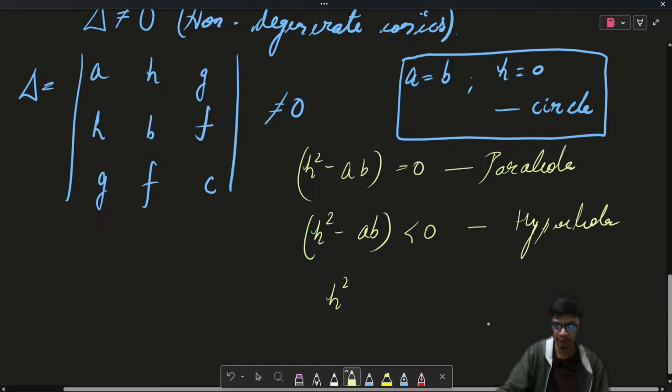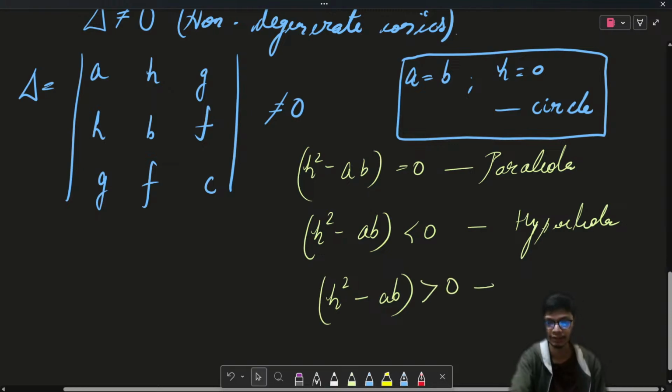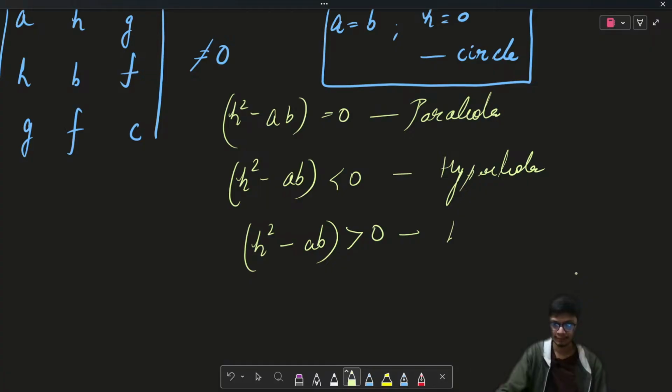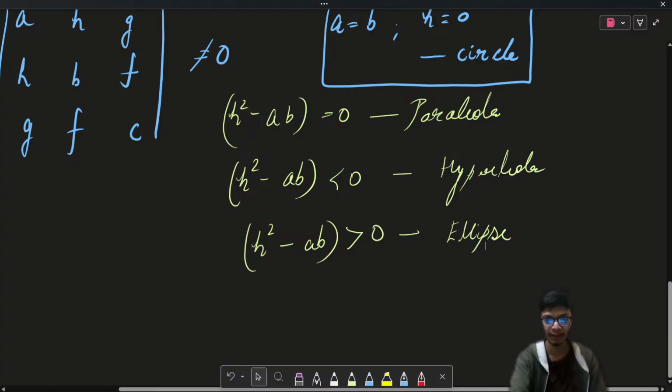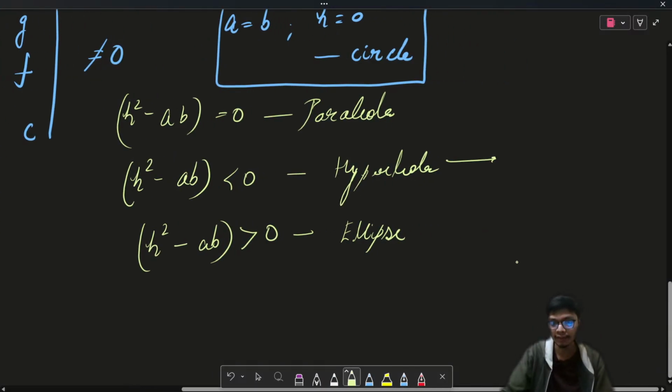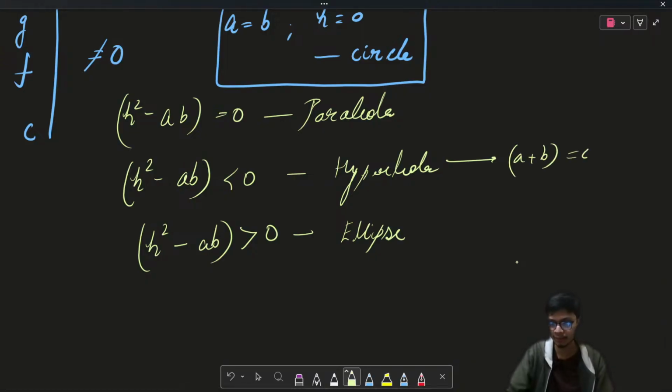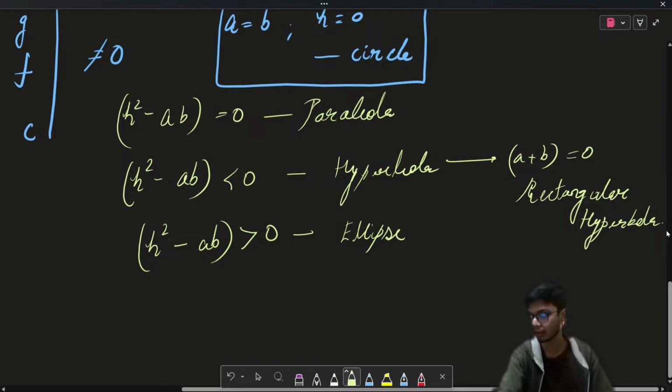Similarly, if my h square minus ab is greater than 0, then this is the condition for an ellipse. Okay, now these are all things that you need to keep in mind. And in the hyperbola case, there is another special case: if along with h square minus ab negative, I have a plus b equal to 0, then this is the case of a rectangular hyperbola. Okay, rectangular hyperbola. I hope this is clear to all of you.